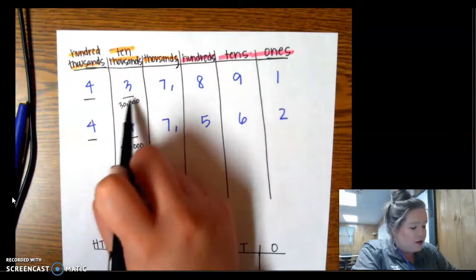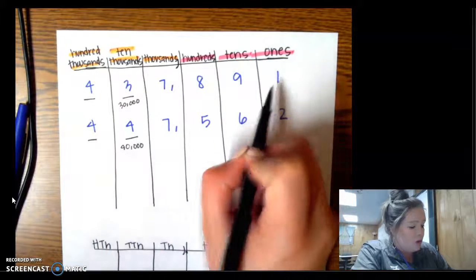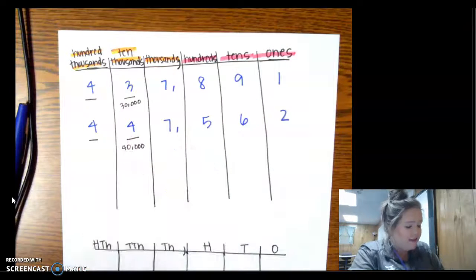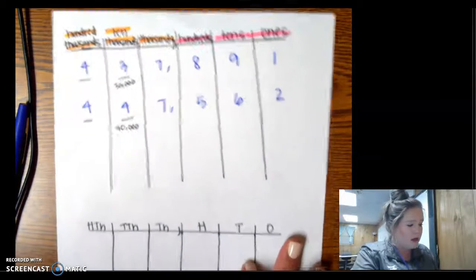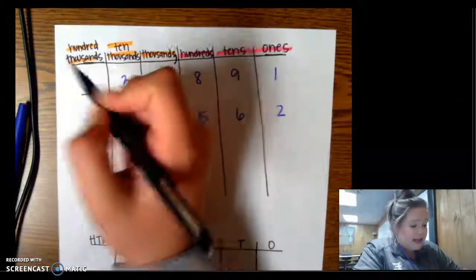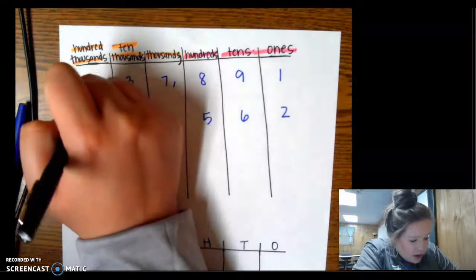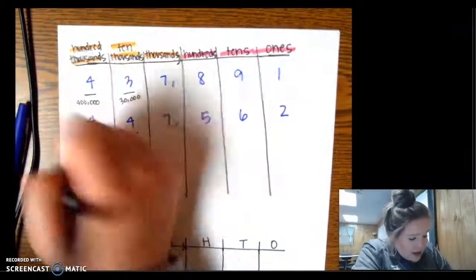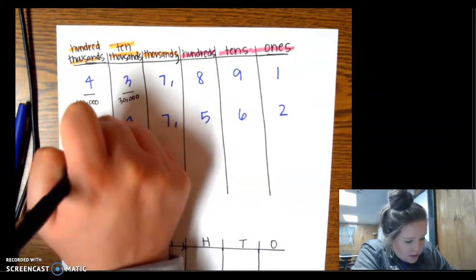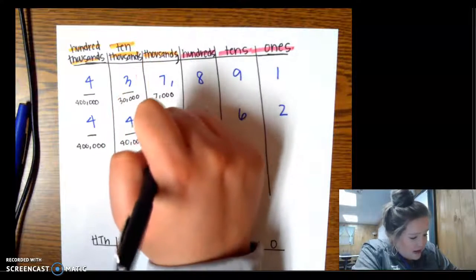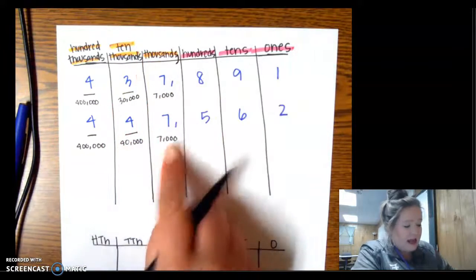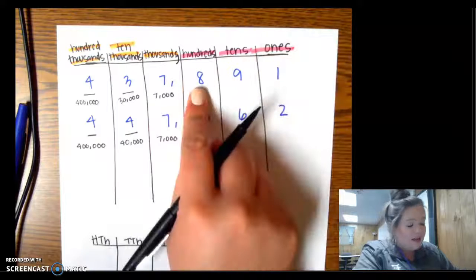So 437,891 is less than 447,562. This number stands for 400,000. This is also 400,000. This is 7,000 because I have a 7 in my thousands place. I have an 8 in my hundreds place.